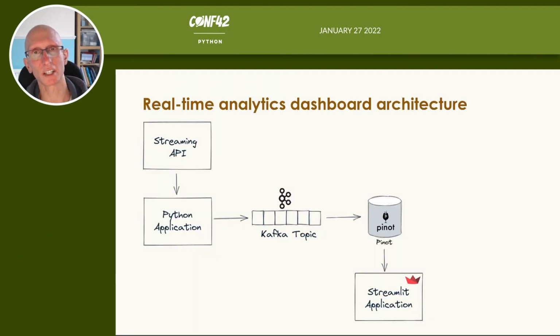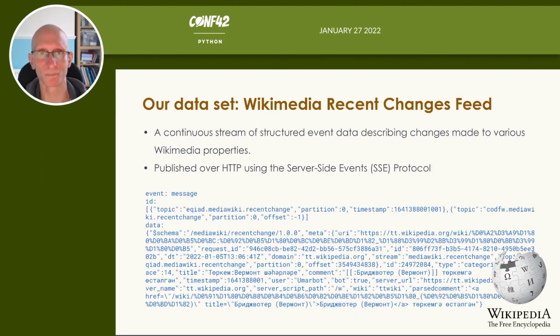So how are we going to glue all these components together? We're going to start in the top left-hand corner. We're going to have some sort of streaming API, so some events coming in from a data source. We'll have a Python application processing those. We'll then load them into Kafka. Pinot will listen to the Kafka topic, process those events and ingest them into Pinot. And then finally, our Streamlit application will query Pinot to generate some tables or some charts so that we can see what's actually going on with our data.